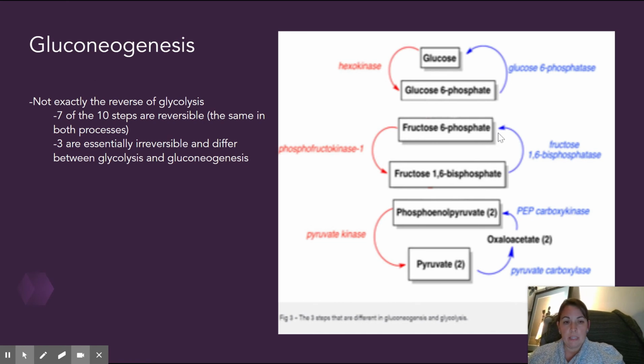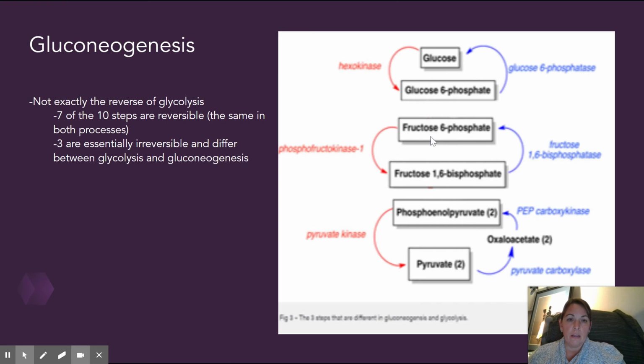The first difference in the two processes is where pyruvate kinase is used to go from phosphoenolpyruvate to pyruvate. In order to reverse that reaction, we actually need 2 different enzymes, pyruvate carboxylase and PEP carboxykinase, and it has to do with oxaloacetate's inability to move across a membrane. So we actually have to do this in 2 steps. We have to change it into something that allows this process to occur.